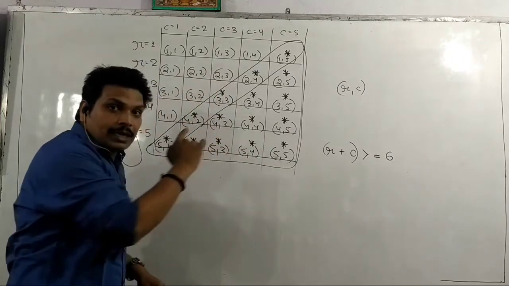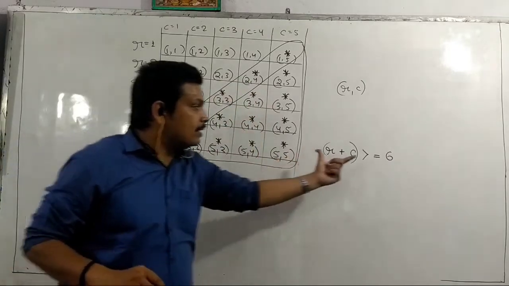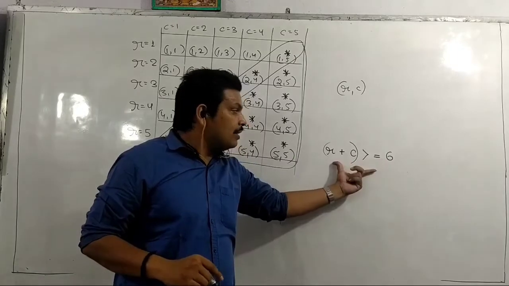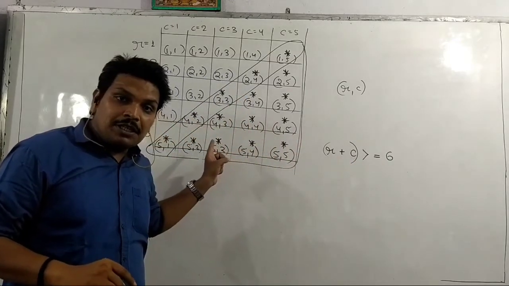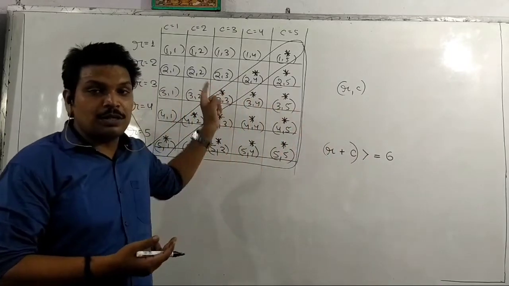So you can see the stars are getting printed when this condition is satisfied. Under this condition, the stars are getting printed, and if this condition is false, we have to print spaces.